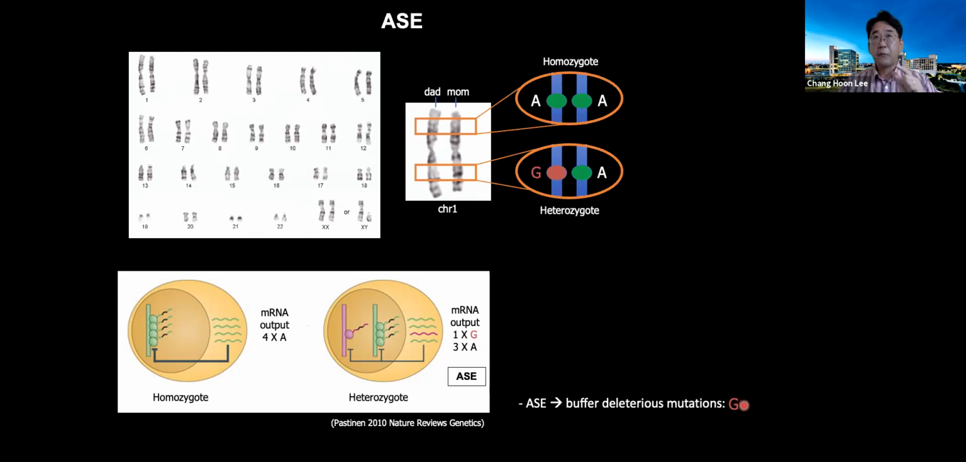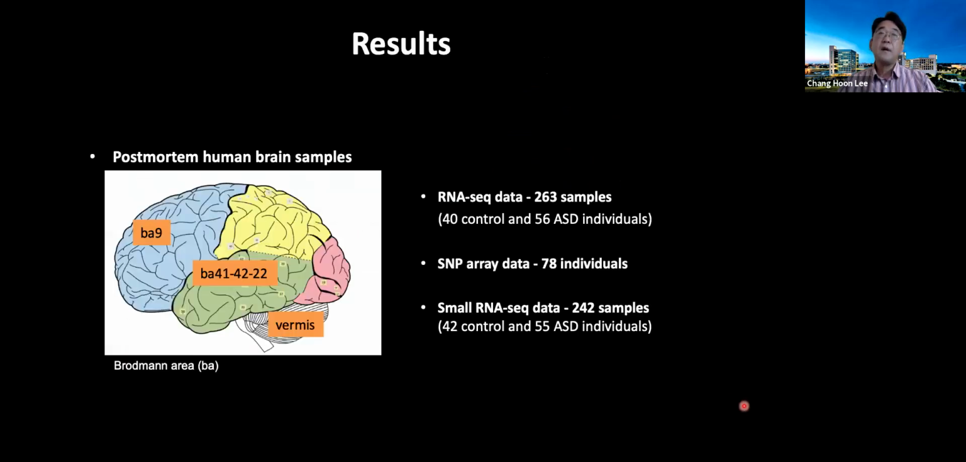I focused on this buffering mechanism of ASE in my talk. For this study, I used post-mortem human brain samples. My target regions were BA9, the prefrontal cortex of the human brain, and BA41, 42, and 22, around this area is the temporal cortex, as well as the cerebellum.